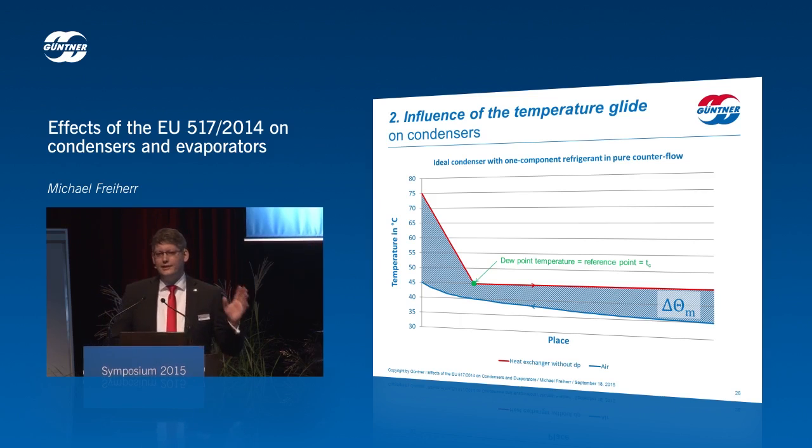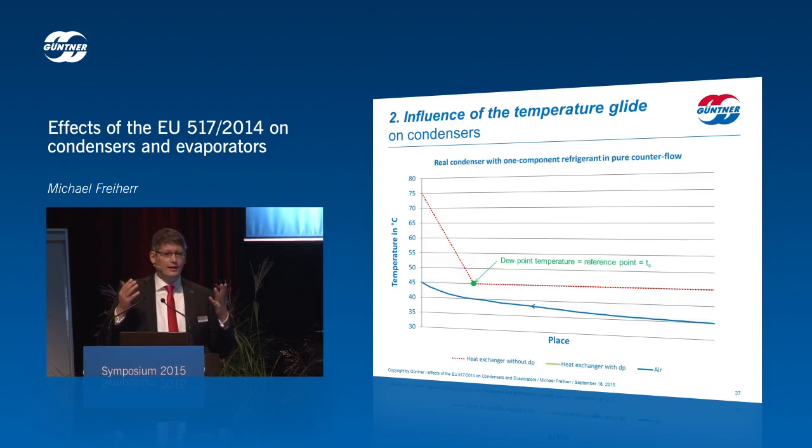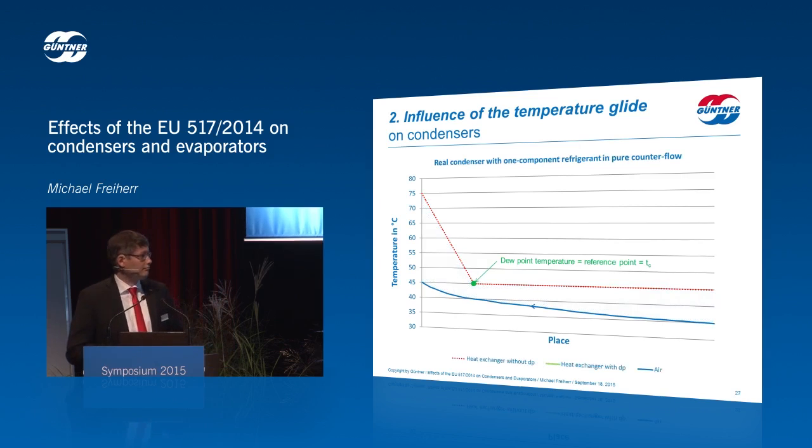So this is the chart for an ideal condenser with a single component refrigerant. No pressure loss with this ideal condenser, a single component refrigerant. So here in this two-phase area, the temperature will stay at 45 degrees. This means that this red dotted line shows the ideal design, the ideal that you could reach.